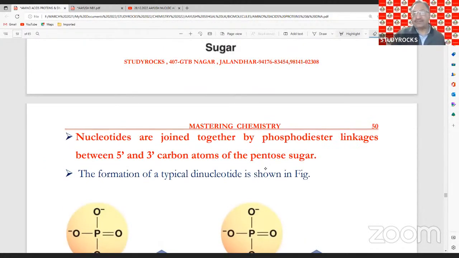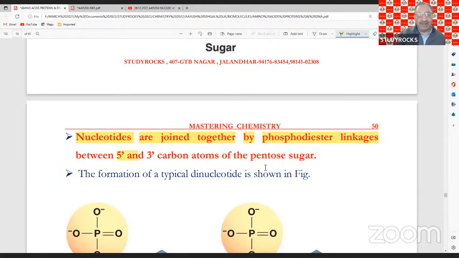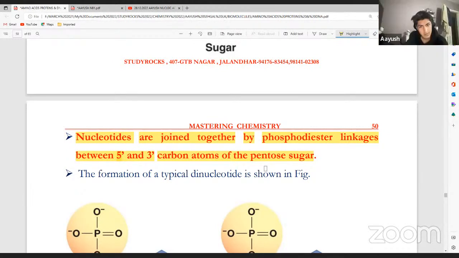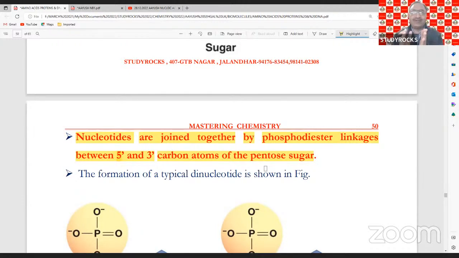This line is very important and figures in your examination, even in your bio exams. Nucleotides are joined together by phosphodiester bond or linkage. It means the same. Between 5 dash and 3 dash carbon atoms of pentose sugar. It's a technical, very important point. Two nucleotides are joined together by which bond? The answer is phosphodiester bond. And their joining point is the 5 dash and 3 dash end.